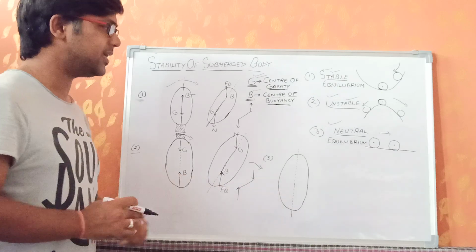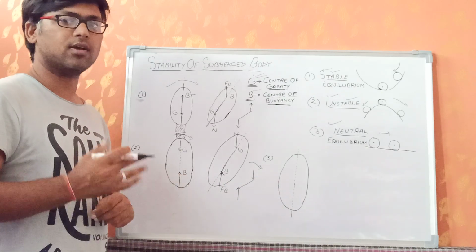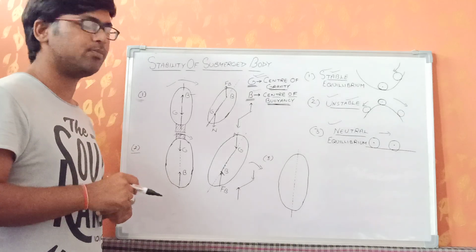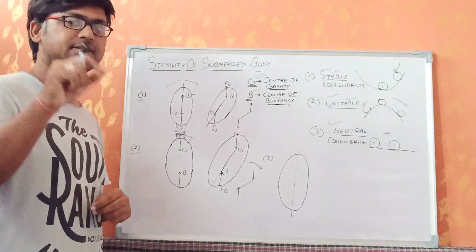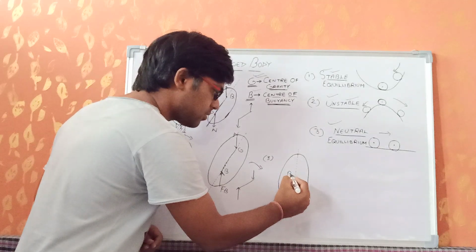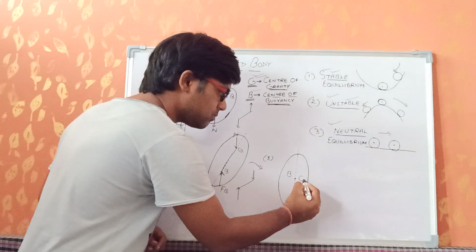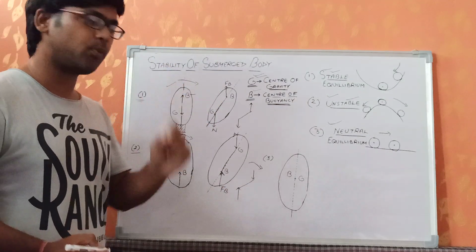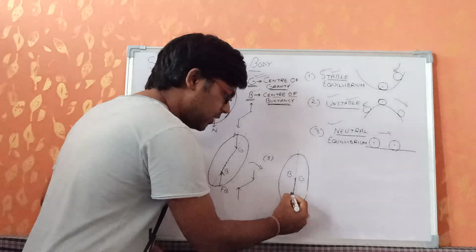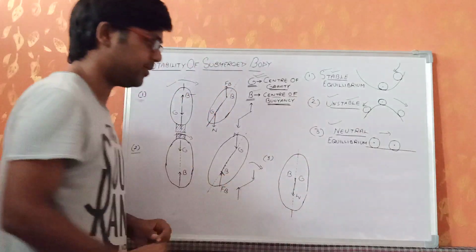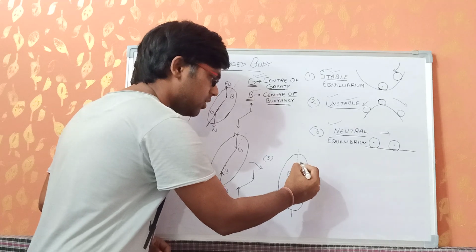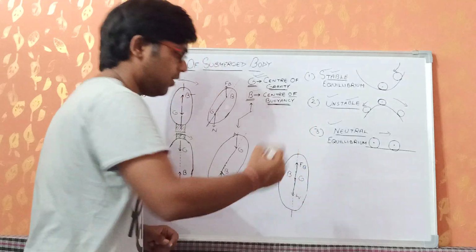And the last case is called neutral equilibrium. It is a body in which the center of gravity and the center of buoyancy coincide. Basically it means they are at the same point. So we can say B and G both are going to be at the same point, with the difference that the weight of the body will act in the downward direction, whereas the force of buoyancy FB is going to act in the upward direction.